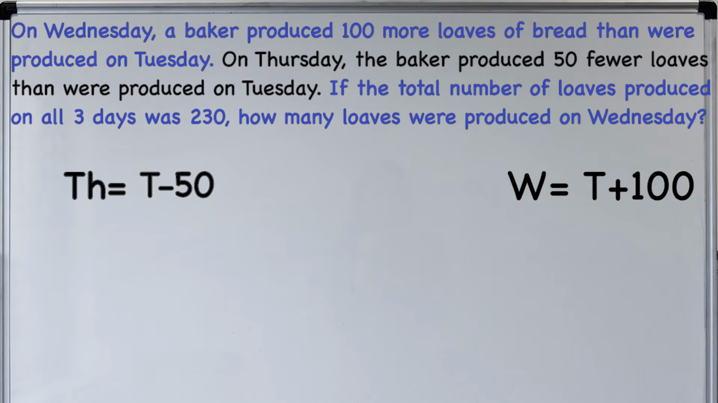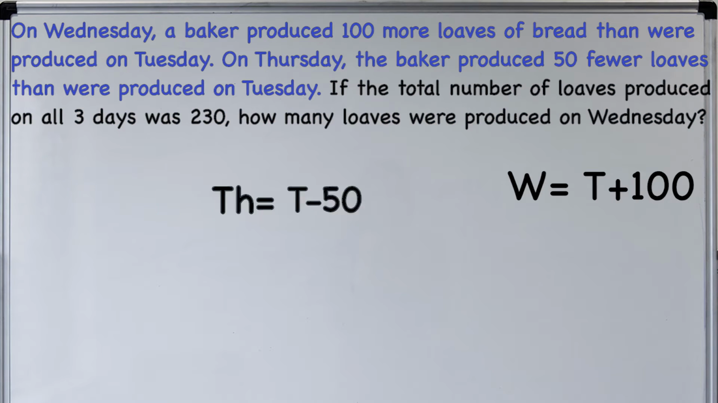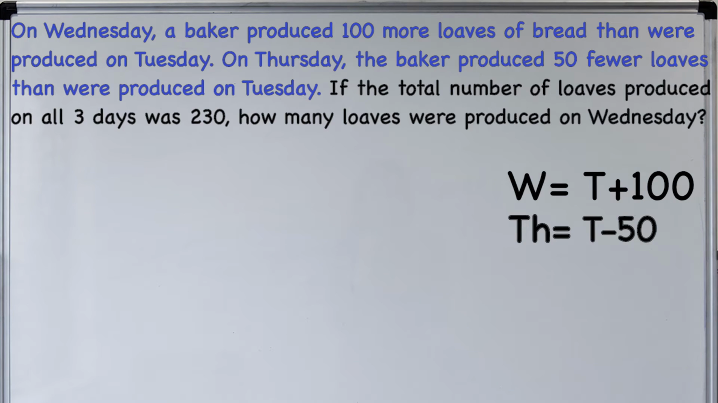Okay. Next sentence. If the total number of loaves produced on all 3 days was 230, how many loaves were produced on Wednesday? So now we want the total number of loaves. So we can represent that by T plus W plus TH, right? Those are the total of our days.